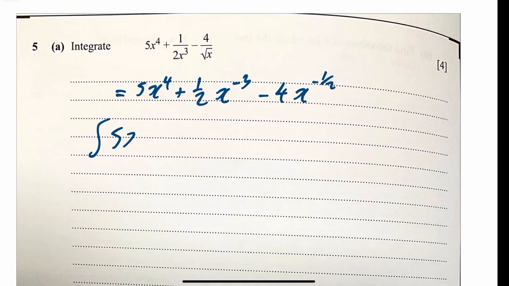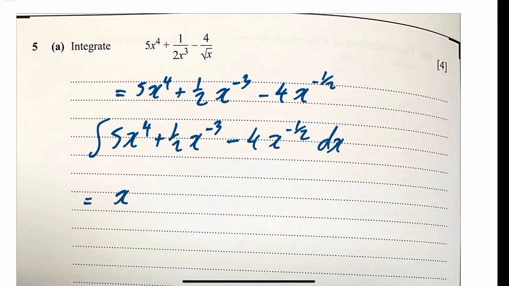So integral of 5x to the 4 plus 1 half x to the minus 3 minus 4 x to the minus 1 half, integrated with respect to x. Integration, remember, raise the power by 1 and divide by the new power. So it's going to be 5x to the 5 divided by 5, which is going to be x to the 5. And x to the minus 3 plus 1 is x to the minus 2. And dividing by the minus 2 is going to actually give you minus 1 quarter. And then add 1 to minus a half, it's going to give you 1 half. And minus 4 divided by a half is going to be minus 8. And remember your c, your constant of integration.